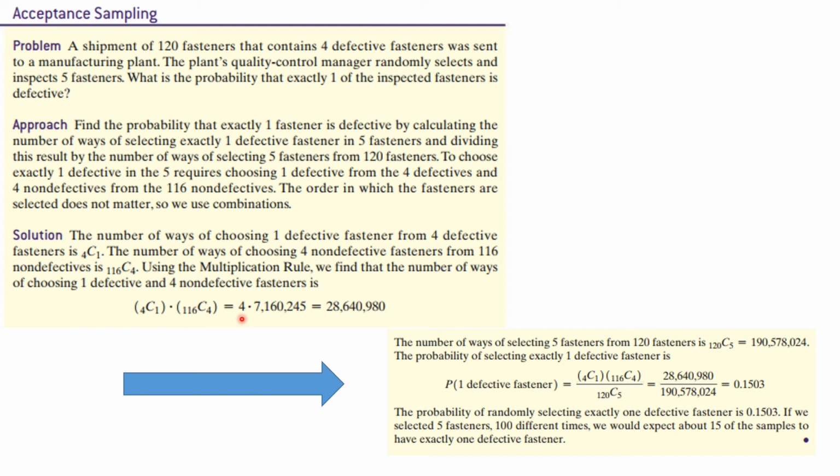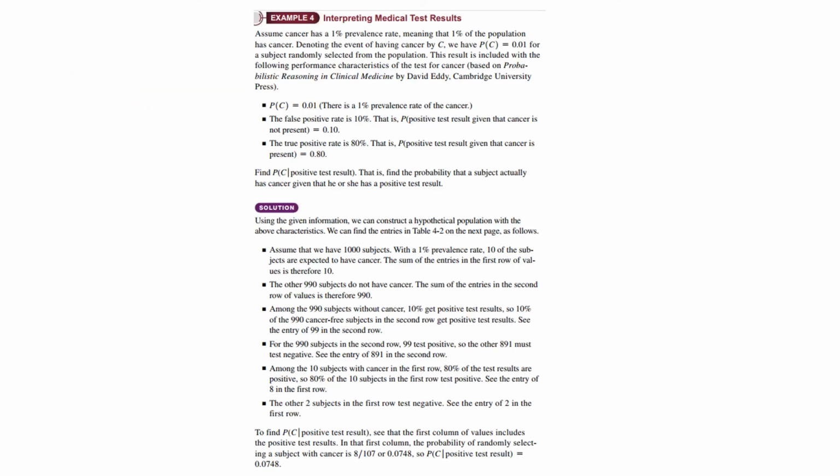That's going to be 4 times this 7 million number, and you get 28,640. And so you see the probability of getting 1 defective fastener is going to be 4 choose 1, times 116 choose 4, divided by 120 choose 5. We do all of those calculations and we get about 15%. Problem 61 is a good one to test your understanding of that concept.